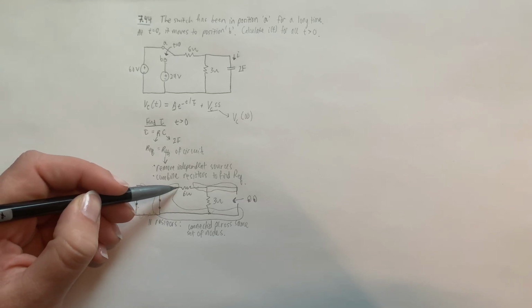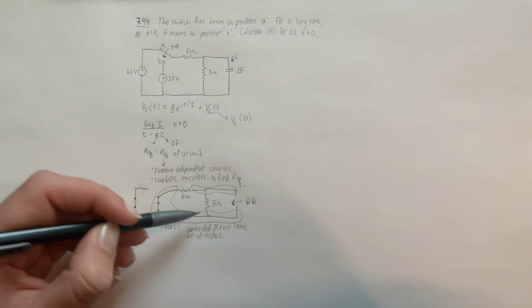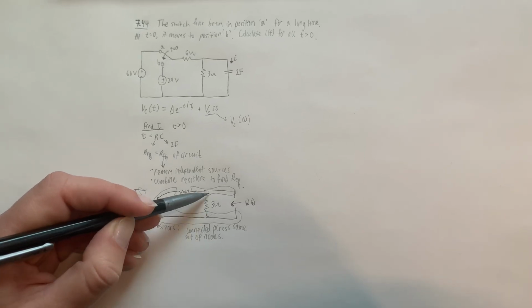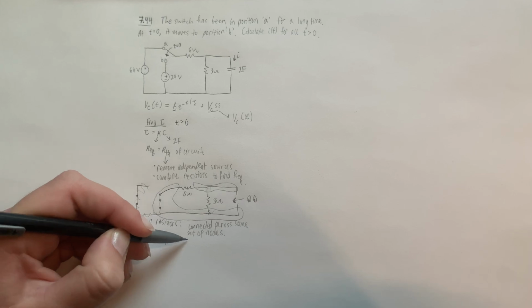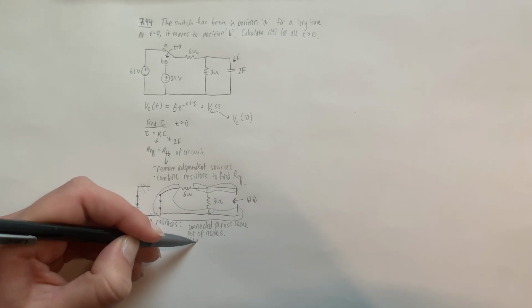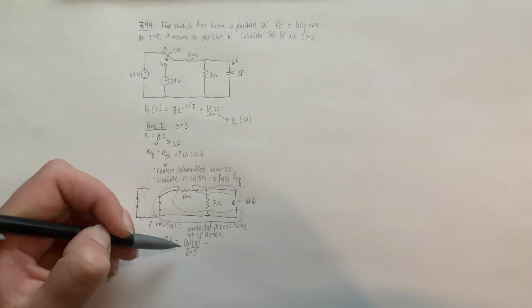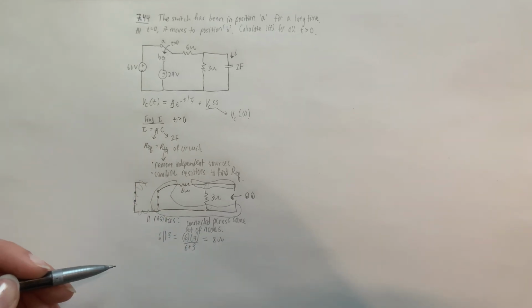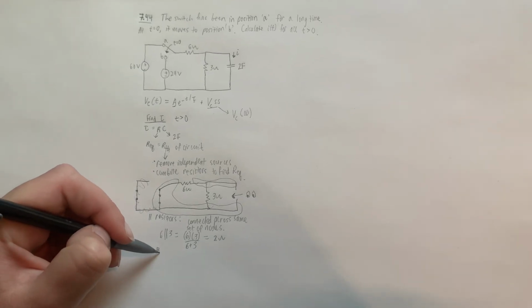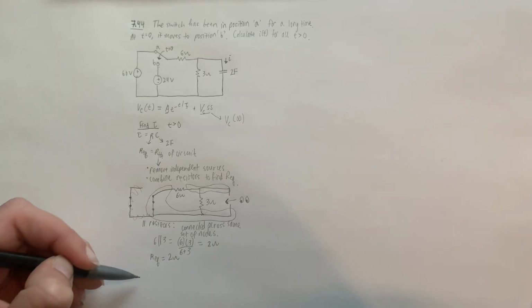So the 6 ohm resistor has one end in this node and another end in this node. The 3 ohm resistor shares those same nodes. So that means 6 is in parallel with 3, which would give me 18 over 9, which would equal 2 ohms. So R equivalent as seen by the capacitor is equal to 2 ohms.